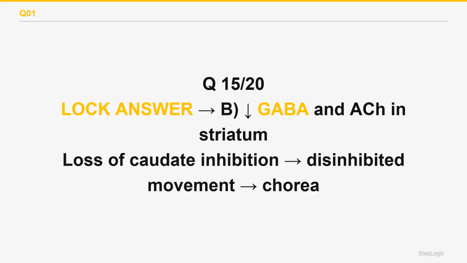Critical contrast: Parkinson's, choice A, is decreased dopamine in the substantia nigra pars compacta, causing bradykinesia and rigidity. Huntington has relatively preserved dopamine. That is why dopamine antagonists like haloperidol can dampen the chorea symptomatically. Two movement disorders, opposite dopamine relationship, opposite movement phenotype.